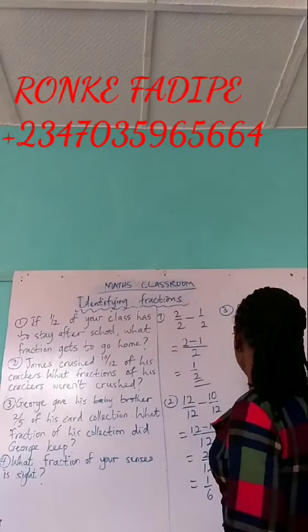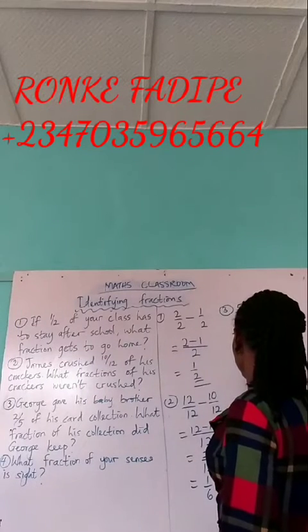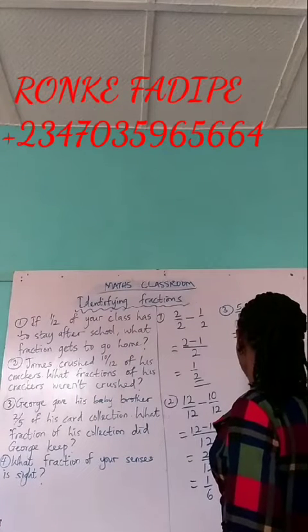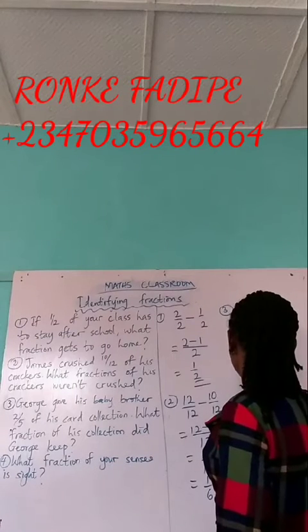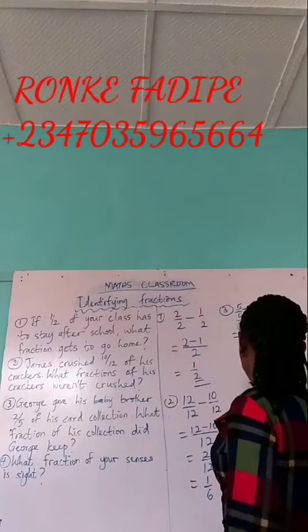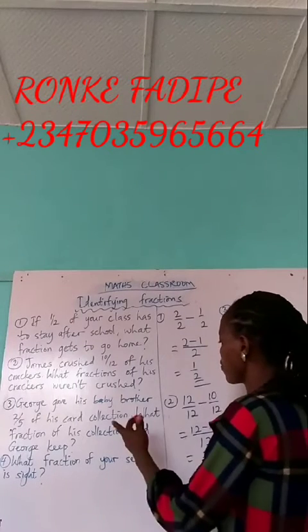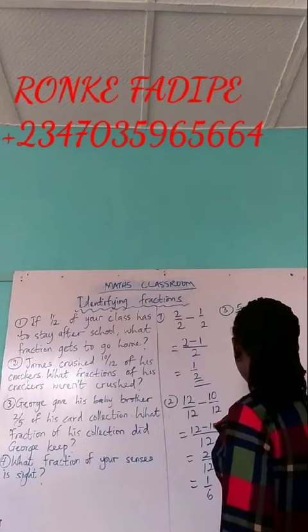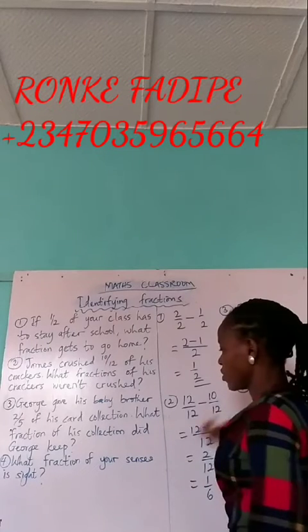So you have your denominators, they are the same, so take 1. Alright, 5 minus 2 is going to give you 3/5. So that means George is keeping 3/5. Now let's go to number 4.